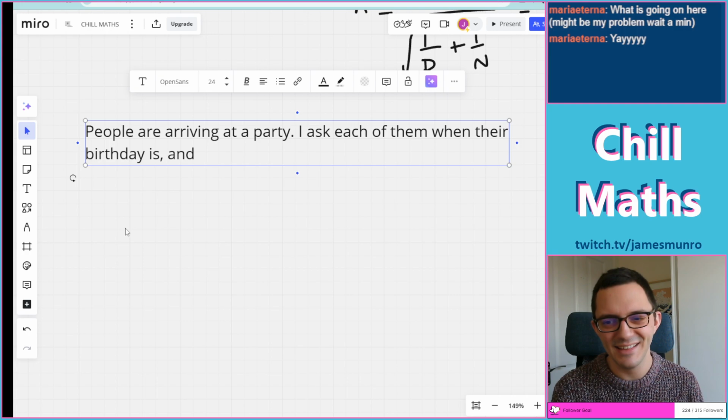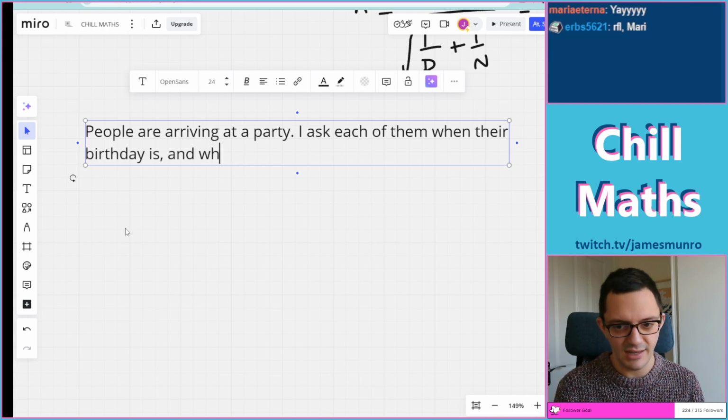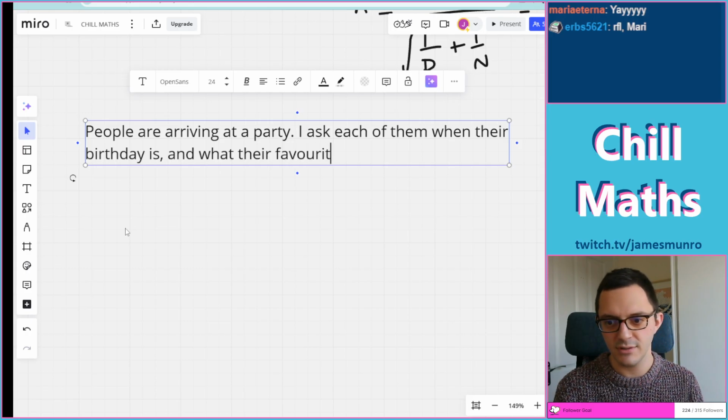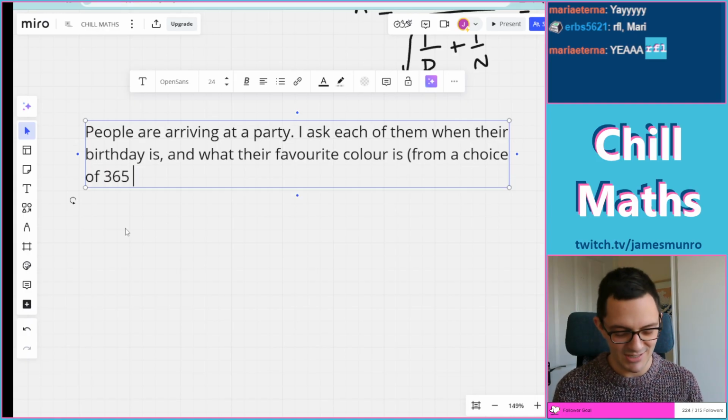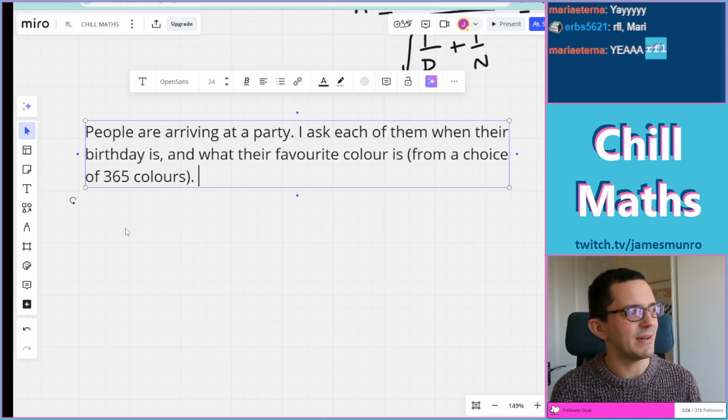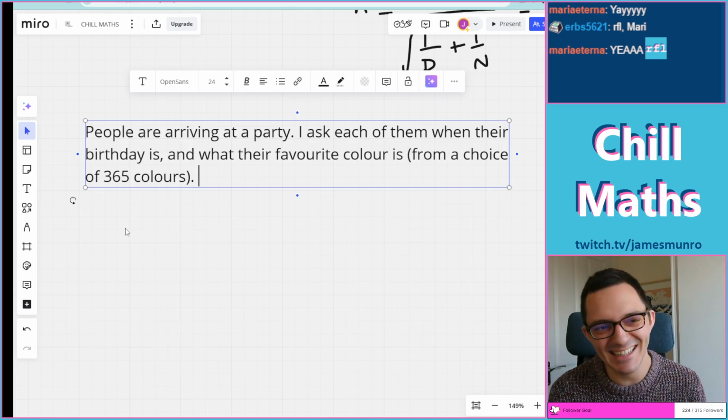I'll ask each of them when their birthday is and what their favourite colour is from a grid, from a sort of a choice of 365 colours. So there's a race going on. Either I'm going to find two people with the same birthday, or I'm going to find two people with the same favourite colour.